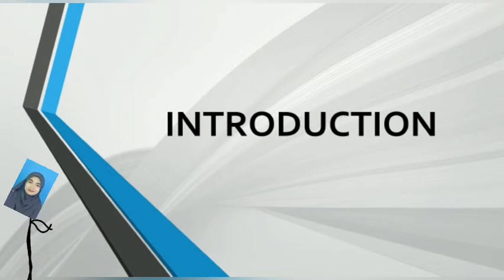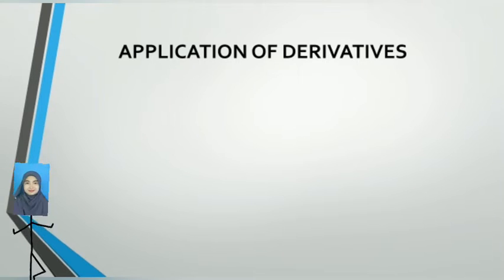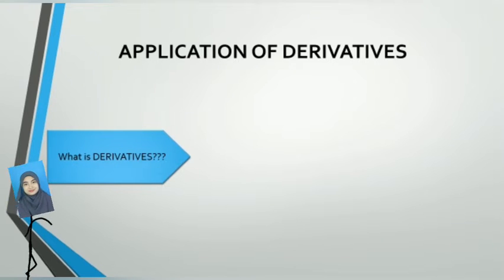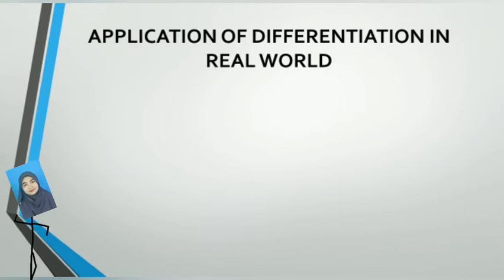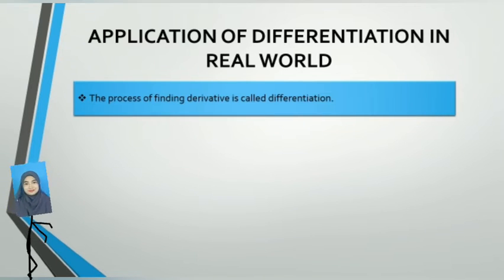So, for the introductions, first, I'm going to explain about applications of derivative. So, what is derivative? In mathematics, the derivative of a function of real variable measures the sensitivity to change of the function value, which is output value, with respect to a change in its argument, which is input value. Derivatives are a fundamental tool of calculus. The process of finding derivative is called differentiation.